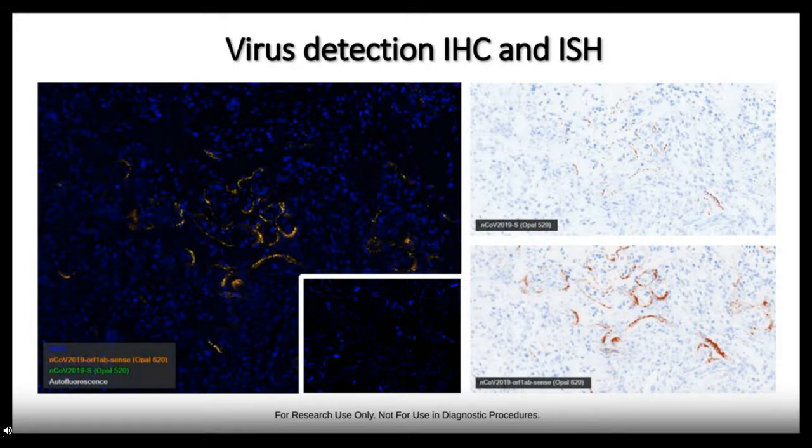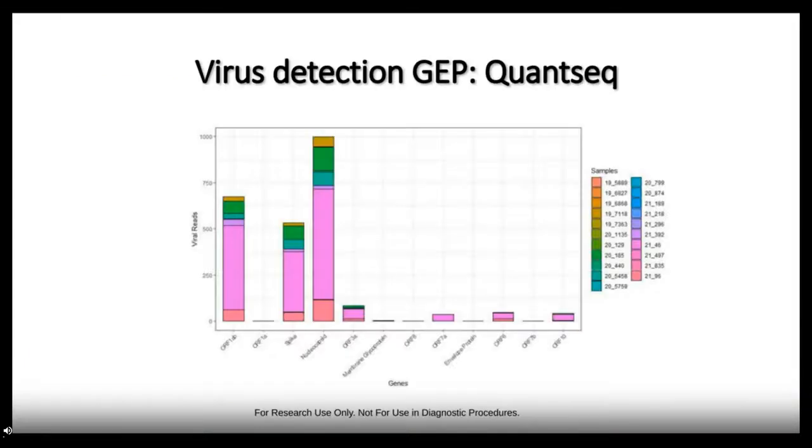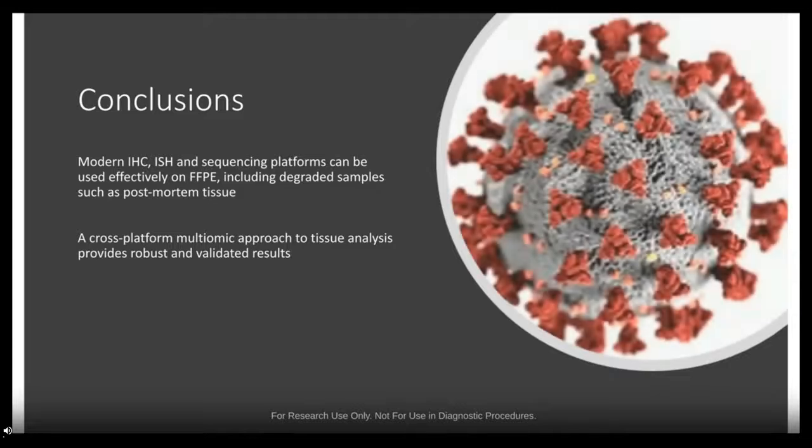We're also showing this virus positivity by in situ hybridization using RNAscope. So you can see spike on the top right and ORF1AB on the bottom right of the slide here. Finally, we performed quant-seq on the placenta samples, and you can see the evidence of virus transcripts in a range of different cases of placentitis.